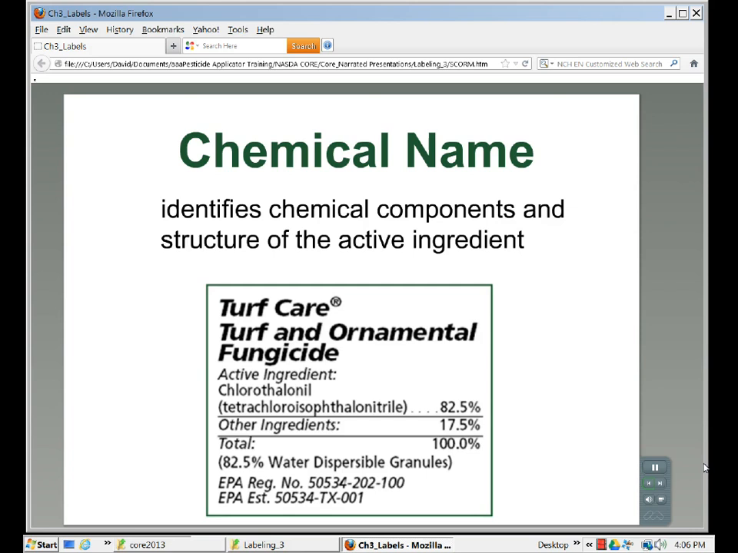Pesticide products must list the actual chemical name of the active ingredient in the ingredient statement. In this example, tetrachloroisophthalonitrile is the chemical name of the active ingredient in Turf Care turf and ornamental fungicide. Because the actual chemical names are very difficult to pronounce and remember, EPA allows manufacturers to use common names of the active ingredient.